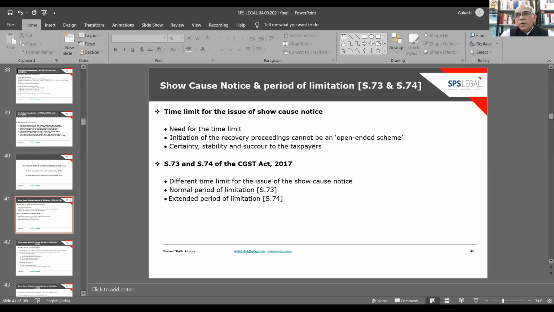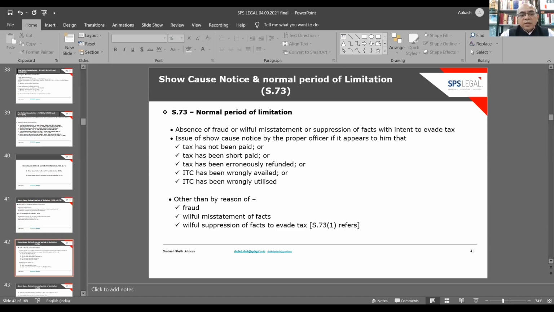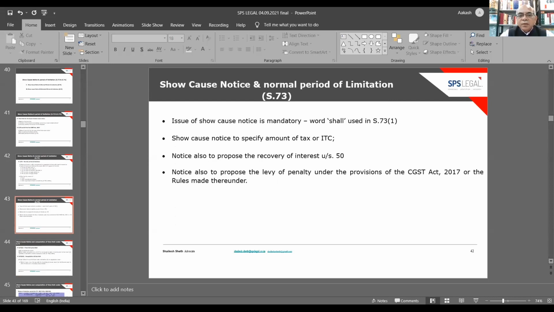Both the provisions obviously provide for the limitation period within which the show-cause notice has to be issued. In colloquial language, Section 73 provides for the normal period of limitation and Section 74 provides for the extended period of limitation. The normal period applies in the absence of fraud or willful misstatement or suppression of facts with intent to evade payment of tax, whereas in case of Section 74, when any of these elements is present, fraud or willful misstatement or suppression of facts with intent to evade payment of tax, the extended period of limitation will be applicable.